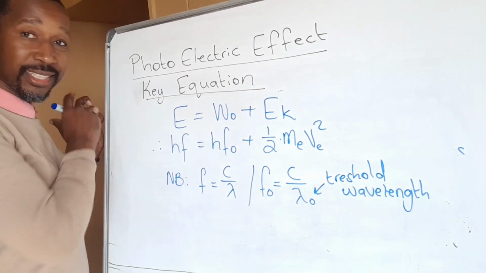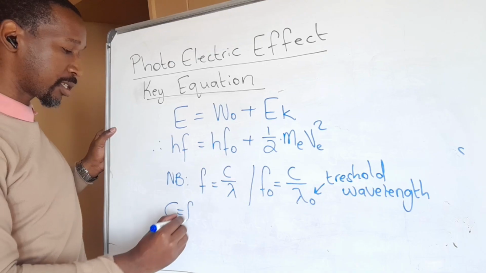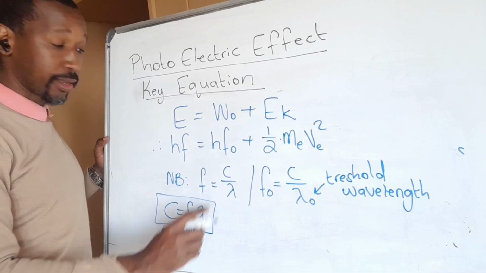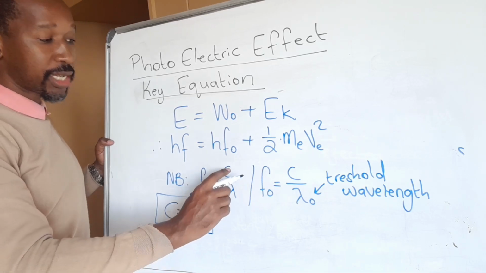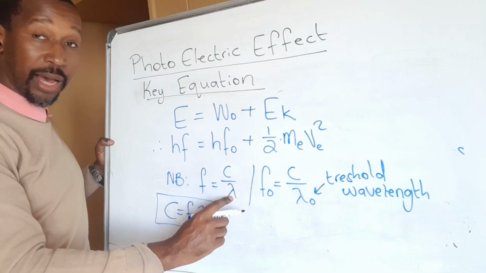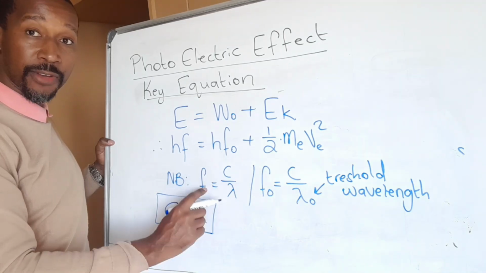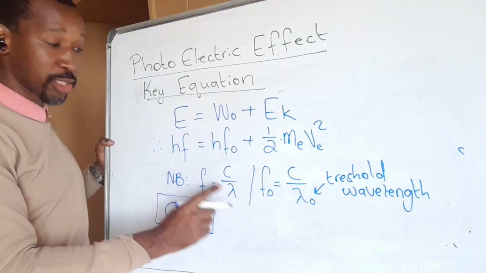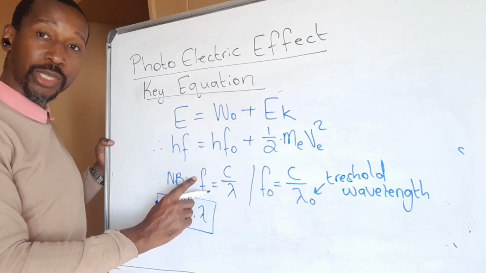Remember that we had the key formula which said that c is equal to f times lambda, where lambda is wavelength. Now, frequency can be taken as speed of light divided by wavelength, which is why we say there's an inverse proportion here. The larger this number, the smaller the frequency. The smaller this number, the higher the frequency.